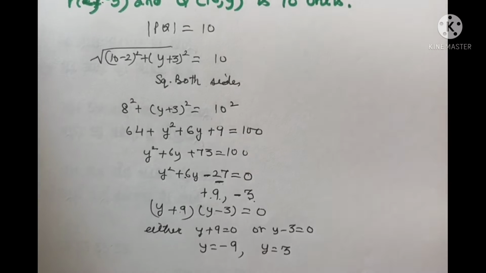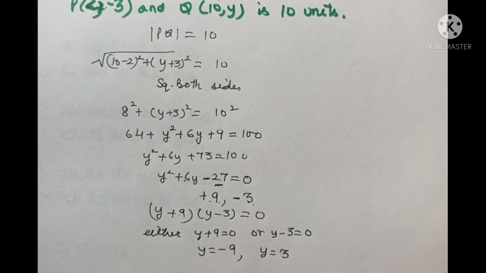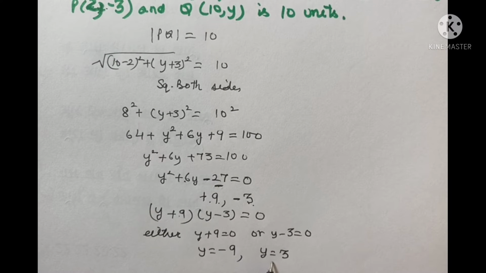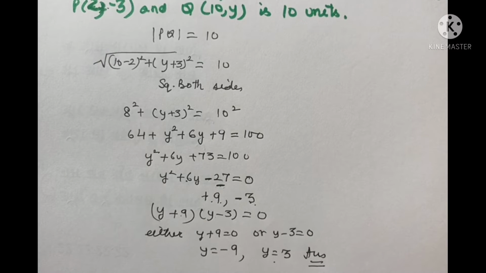If y is minus 9, then the distance PQ will be 10 units, and if y is 3, then also the distance PQ will be 10 units. So y is equal to minus 9 and 3 is the right answer.